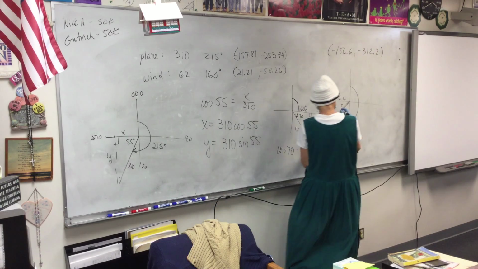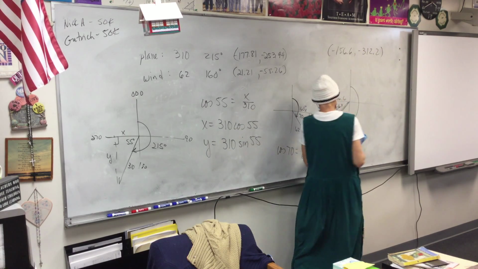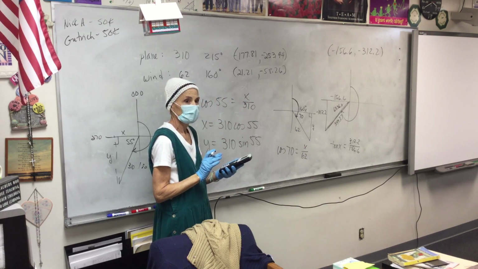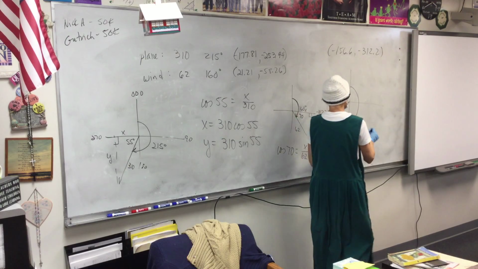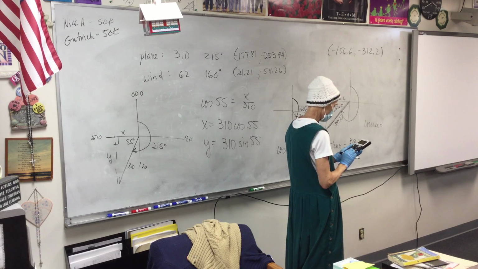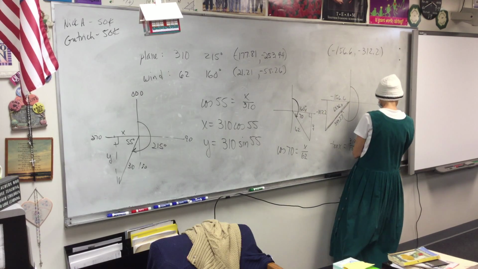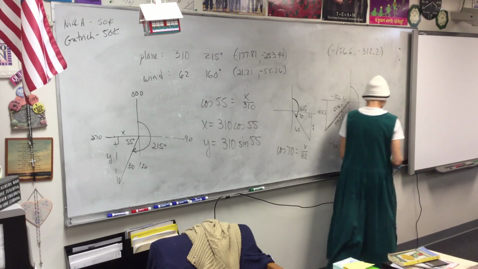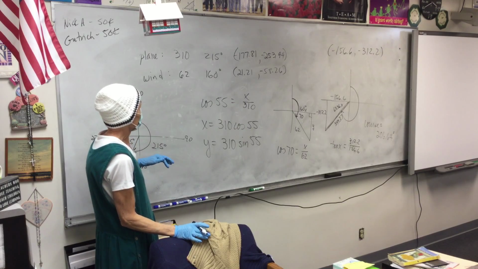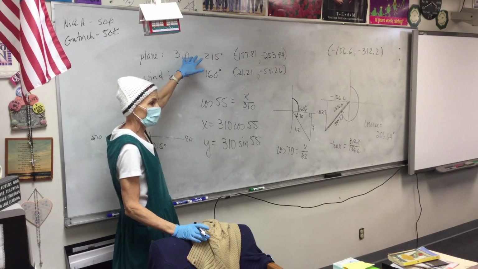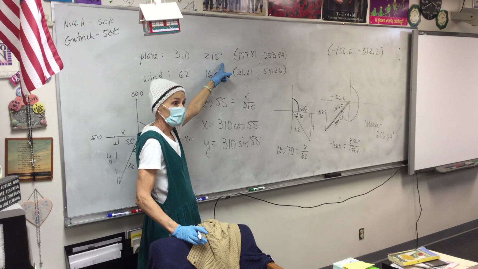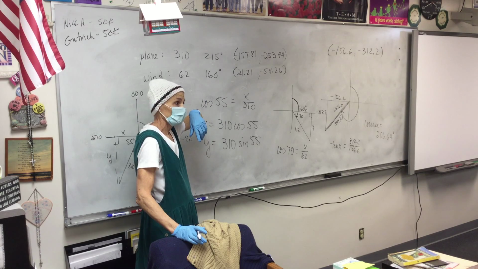So I got 63.36. You may have rounded differently, but be in that ballpark, 63.36. Subtract it from 270. So the actual course is going to be 206.64. So the wind not only sped him up a little bit, but also pushed him off course, right?